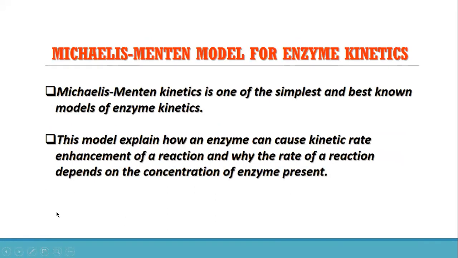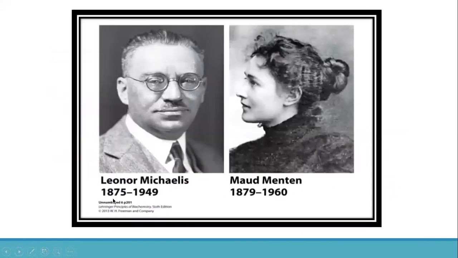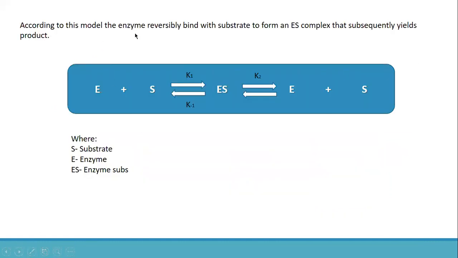Michaelis-Menten model for enzyme kinetics. Michaelis-Menten kinetics is one of the simplest and best known models of enzyme kinetics. This model explains how an enzyme can cause kinetic rate enhancement of a reaction and why the rate of reaction depends on the concentration of enzyme present. These are the two scientists. According to this model, the enzyme reversibly binds with substrate to form the enzyme-substrate complex that subsequently yields product.